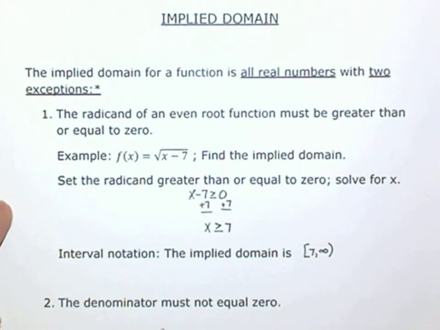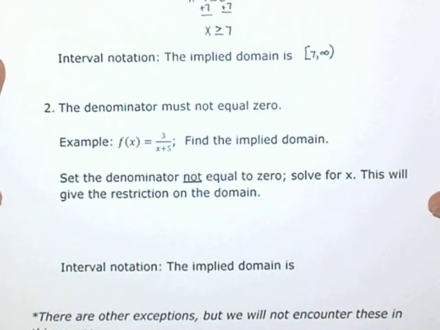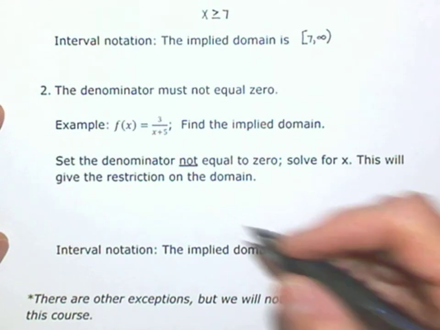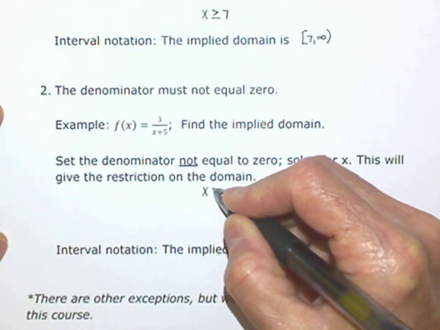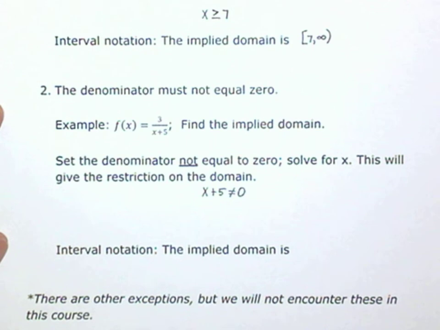The other exception that we will encounter in this course is rational expressions. If we have a function that involves a rational expression and we have a variable in the denominator, we have to remember that our denominator cannot equal 0. So in this example, to find the domain, we take the denominator and say that it cannot equal 0 and solve for x.